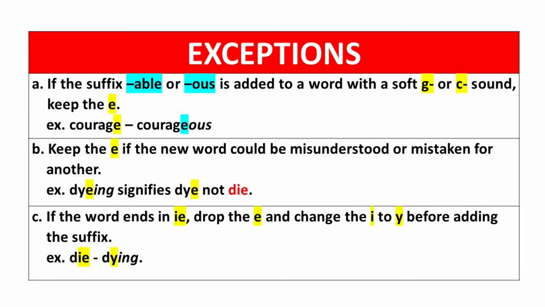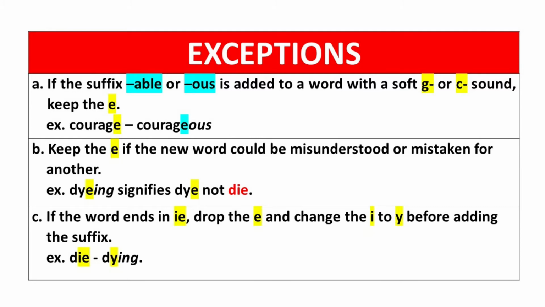But hey, there are some exceptions to this rule. These exceptions are the following. Letter A. If the suffix able or ous is added to a word with a soft G or C sound, keep the E. For example, courage, courageous. Letter B. Keep the E if the new word could be misunderstood or mistaken for another. For example, dyeing signifies dye, D-Y-E, not die, D-I-E.